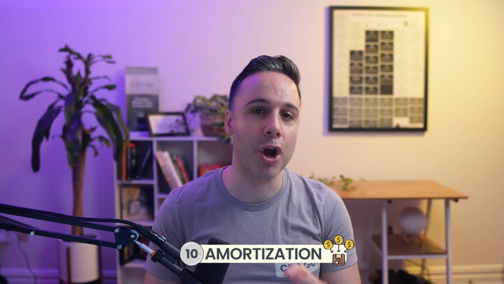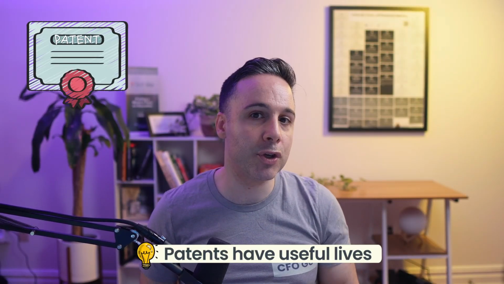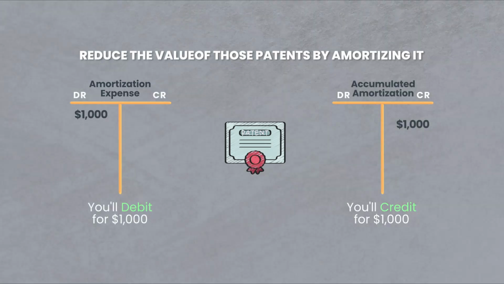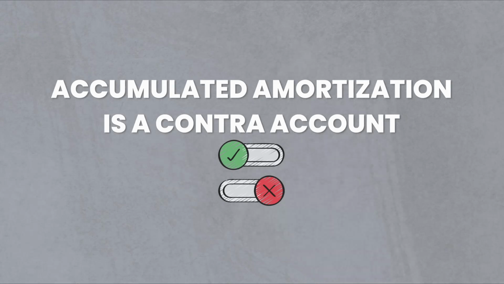Let me just tell you, if you know what amortization means, you instantly sound cooler. Yo, you want to amortize tonight? Amortization is just like depreciation, only it's for intangible assets. These are assets that exist, but you can't see them, like aliens circling around in our universe. A common intangible asset will be like a patent. Patents have useful lives, so you'll reduce the value of those patents by amortizing it. Debit amortization expense and credit accumulated amortization. And just like accumulated depreciation, accumulated amortization is a contra asset. It'll offset the value of your intangible assets.